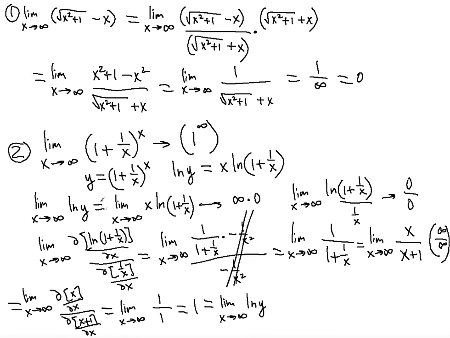So now, in order to find the limit of y itself, you will raise e to the power of this ln y, right? So the limit as x approaches infinity of y is going to be the limit as x approaches infinity of e to the ln y. And guess what happens? We already found out what the limit of ln y is. It's just 1, right? So it's just e to the first power, which gives us e. So there you go. That's your limit value.